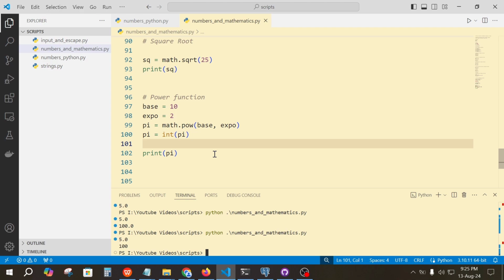Okay, I think that's a wrap on our tutorial on working with numbers and mathematical operators in Python. We've covered the basics of numbers, various mathematical operations, and some useful built-in functions. I hope you found this tutorial helpful.